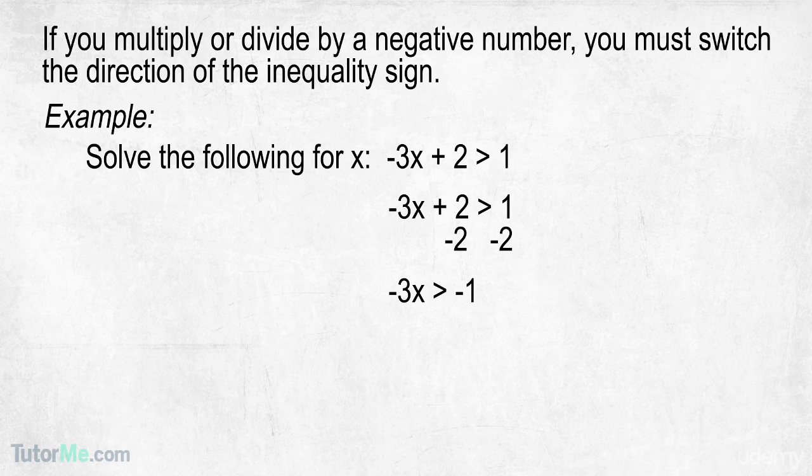Now, to isolate the variable, we'll need to divide both sides by negative 3. What this means is we need to flip the inequality sign from a greater than to a less than sign. So once we flip the sign, we have x is less than 1/3. And that's our answer.